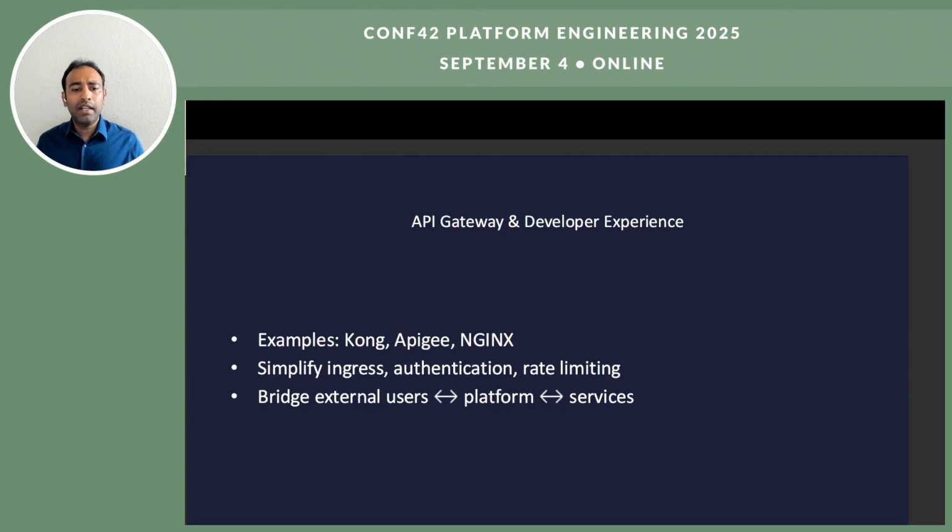In practice, these API gateways act as a bridge connecting the external users to the platform and then to the services behind it, right? For developers, it makes access simple, controlled, and secure. Because of these tools, the API gateways take care of that kind of ingress security.